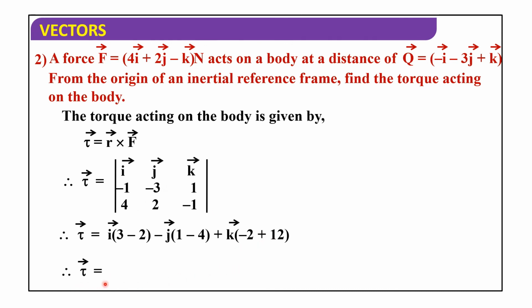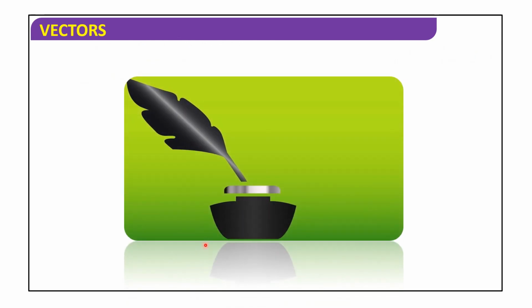Therefore, tau bar is equal to i bar of 3 minus 2, that is 1. Here 1 minus 4 is minus 3, minus minus plus, so plus 3 j bar. Here minus 2 plus 12, that is 10, 10 k bar. So tau bar is equal to i bar plus 3 j bar plus 10 k bar newton meter. This is the torque acting on the body. Okay, thanks for watching this video.